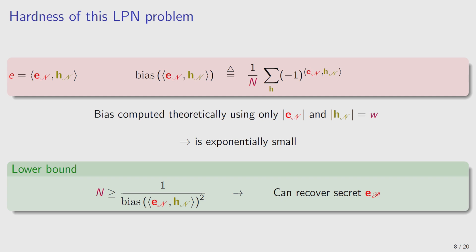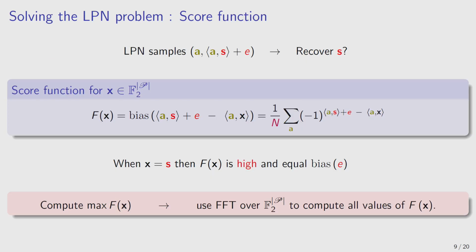There is a sample lower bound that can give you the required number of samples as a function of the bias, which would be sufficient to be able to recover the secret vector EP. It's just to give an intuition. Okay, so how do we solve this LPN problem? We have our LPN samples, we have a secret S. How do we solve it?